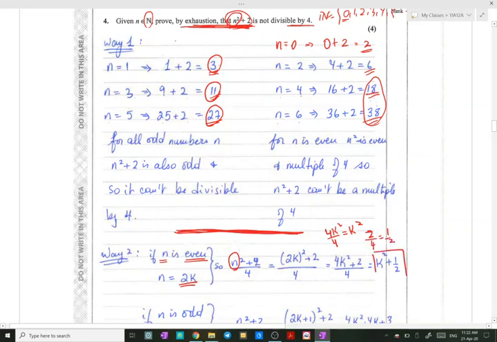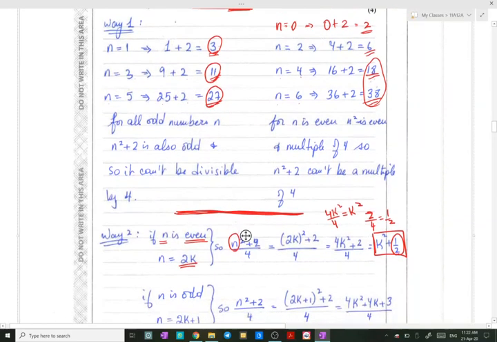So if you look at the answer, it has a fraction, and the fraction means it's a decimal and it cannot be a whole number. Therefore, the division of this expression by 4 is not going to give you a whole number. Therefore, if n was an even number, you are going to get a value when you replace it in the expression that will not be divisible by 4.